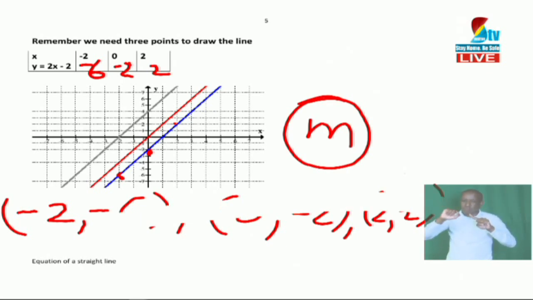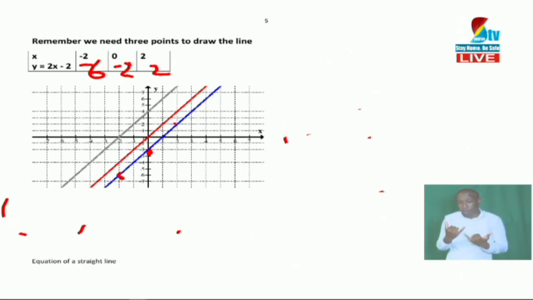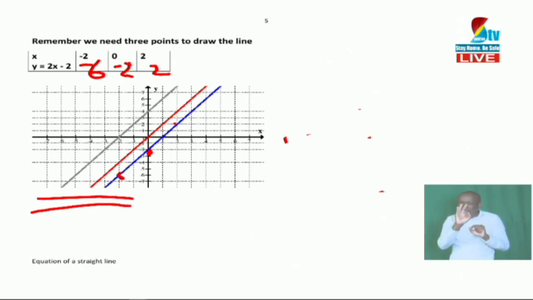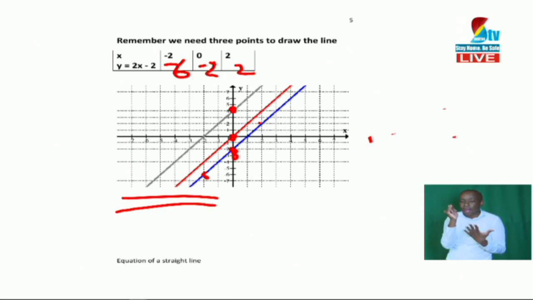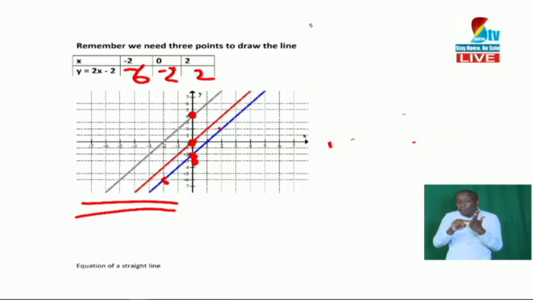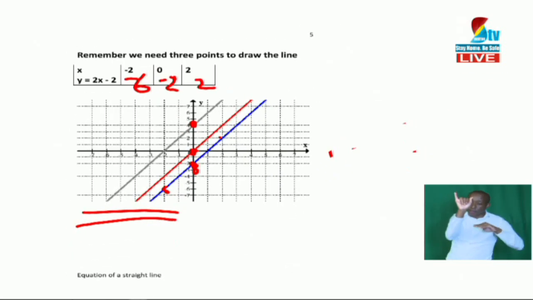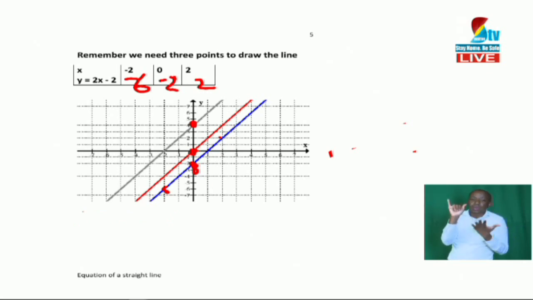But now here is what we want to look at. What is it that makes these 3 lines different if they have the same gradient? The difference comes in when we look at where they cut the axis. We are going to be particularly interested in where they cut the y-axis. The first one cuts the y-axis at that point over there, which is at 0, 4.